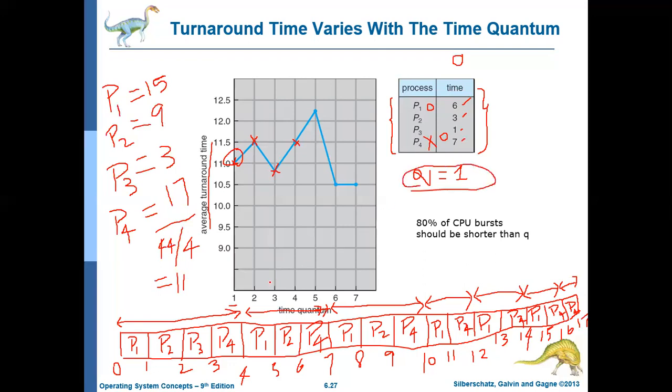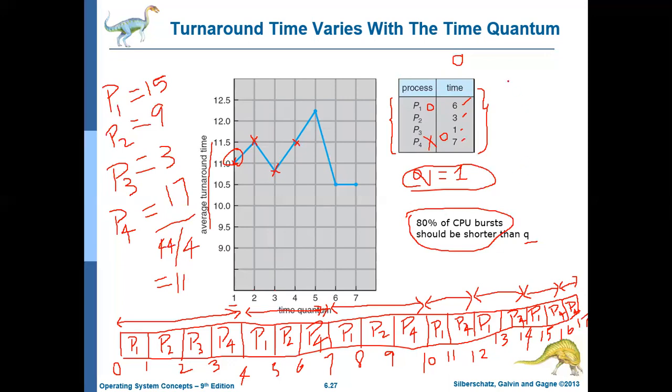Like that, you should calculate what the turnaround time will be if q is 2, and what it will be if q is 3, 4, 5, 6, and 7. I leave that as homework which you try to do and revert back. From this, what we can understand is that there are so many context switches. So the q value should not be too high and also should not be too low. Generally it is suggested that 80% of the CPU bursts should be shorter than the q value.